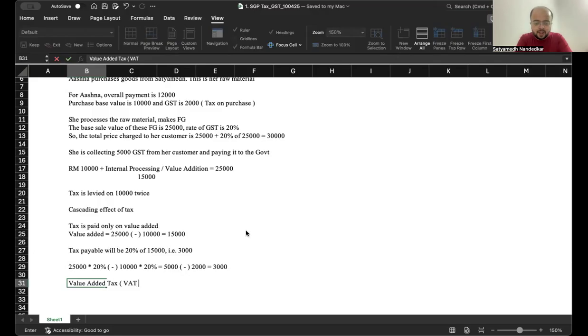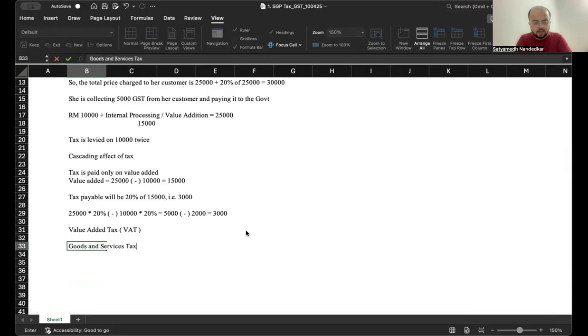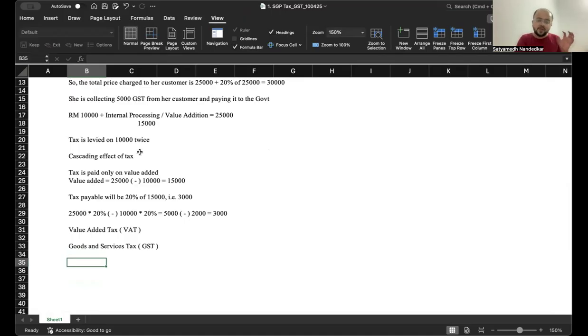Now, in the United Kingdom, they call it value added tax. In India, we call it goods and services tax, GST. And in Singapore also, it is called by the same name, that is goods and services tax. The fact that you can subtract the amount of tax paid on input from the tax payable on output, this phenomenon is known as input tax credit.